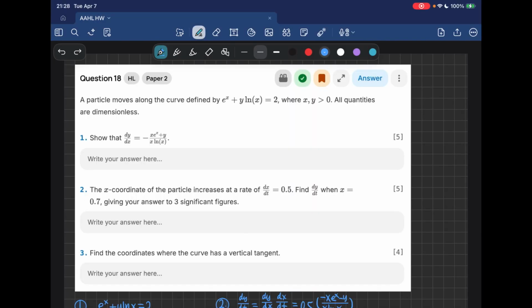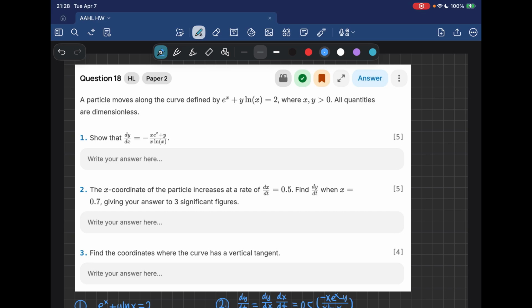This question is quite comprehensive. It contains implicit differentiation in part 1, and then related rates in part 2, and in part 3, it tests you on the knowledge for vertical tangent. So a vertical tangent is when the tangent is basically a vertical line. And after we differentiate it, we can analyze how to make it a vertical line, like what happens to the denominator to make it look like that.